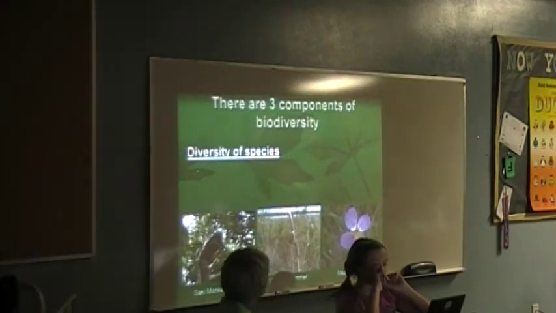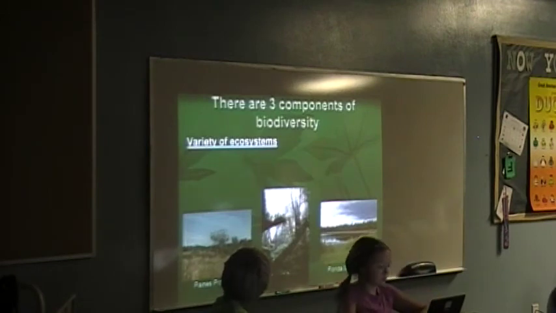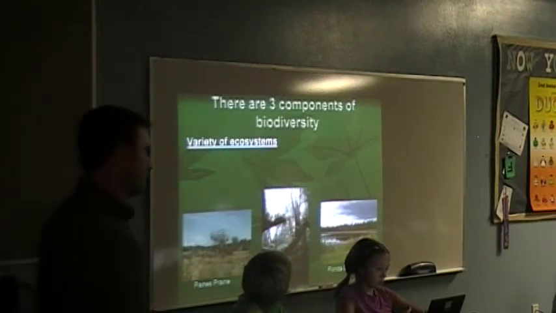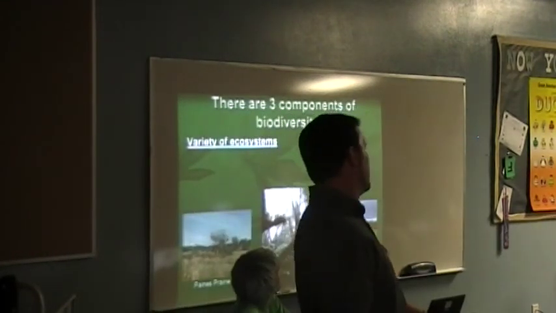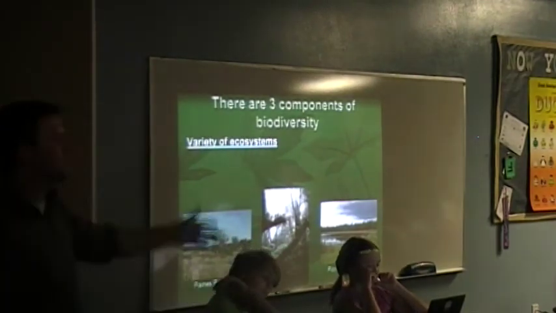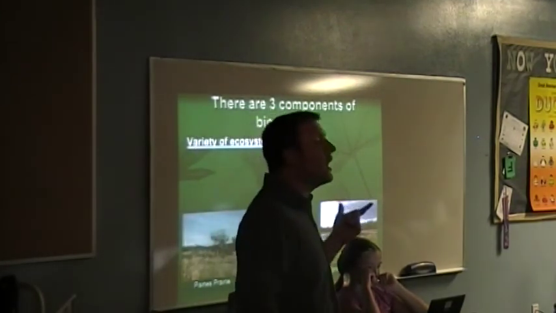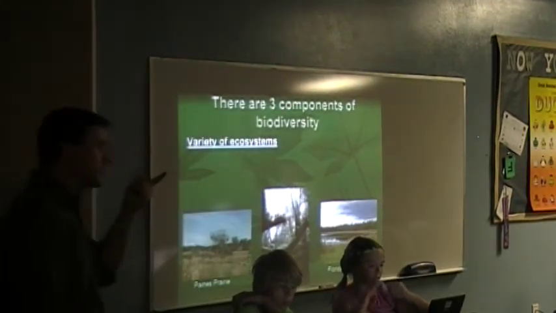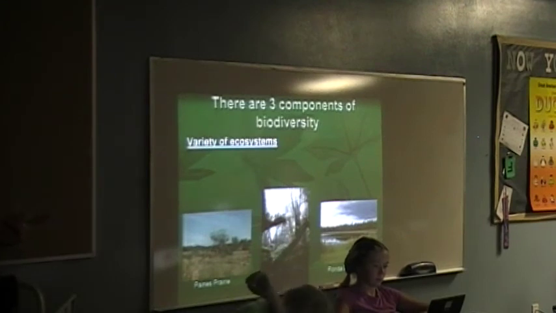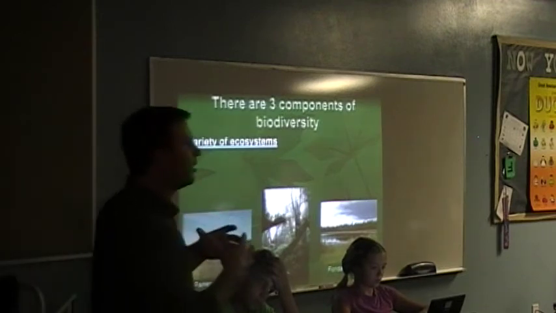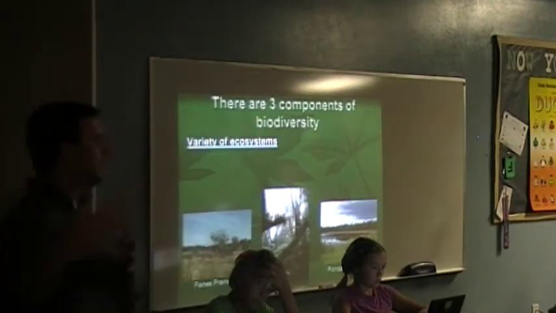Last component, variety of ecosystems. All ecosystems are different. You could say an ecosystem is the universe. You could say the ecosystem is the solar system. You could say an ecosystem is the earth. You could say an ecosystem is the creek. You could say an ecosystem is in this room. You could cry on your finger and say an ecosystem is in that little tear. An ecosystem can be as big or as small as you want it to be. It just depends on how you break down the biotic parts and the abiotic parts.